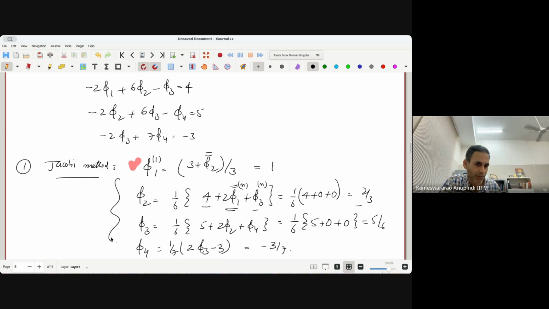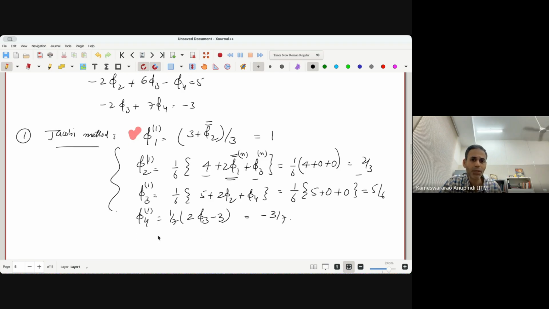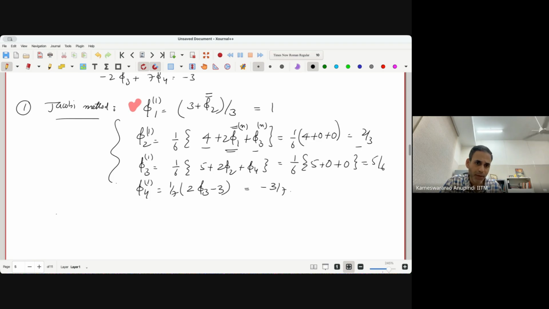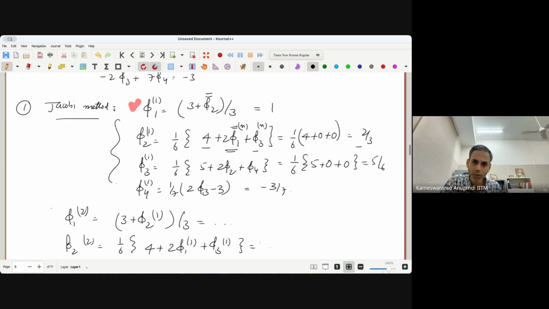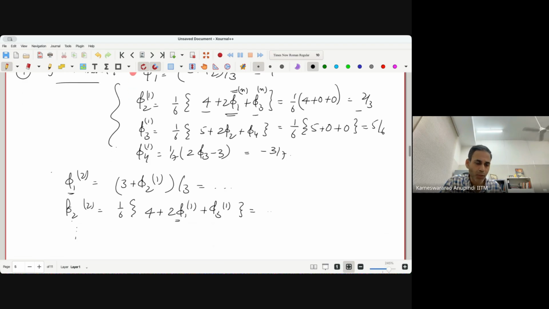So that gives the first iteration values for phi 1 to phi 4 that we have obtained with point Jacobi. Of course, if you are asked to do a second iteration, you can do the same thing. The equations are the same. So phi 1 at the second iteration is going to be 3 plus phi 2 at the first iteration, divided by 3. Then phi 2 at the second iteration is going to be 1/6 of 4 plus 2 phi 1 plus phi 3 at the first iteration. Again, you realize that phi 1 at the first iteration is what you're using here, not at the second. And so on. That is how you can perform the iterations.